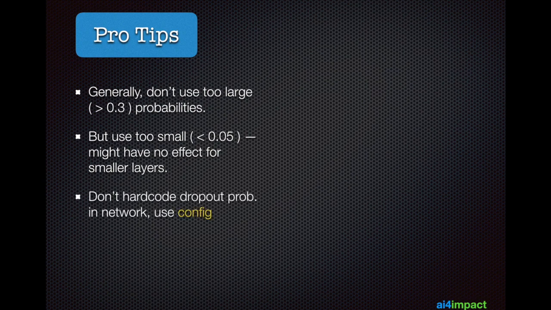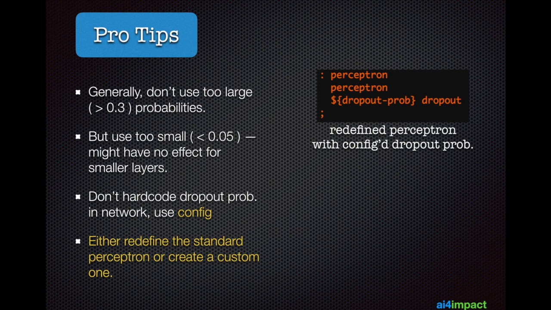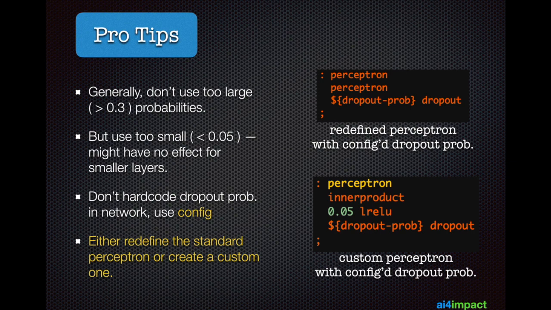I would also recommend not hard coding your dropout probability like how we have done in the previous example. Instead, use the config. You can always redefine the standard perceptron or create a custom one. For example, here I've redefined the perceptron with a config called dropout prob. This means that all subsequently defined perceptrons have a dropout layer attached to them. And here's an example of a custom perceptron where we add the dropout layer. This custom perceptron uses a leaky ReLU with a leak of 0.05.